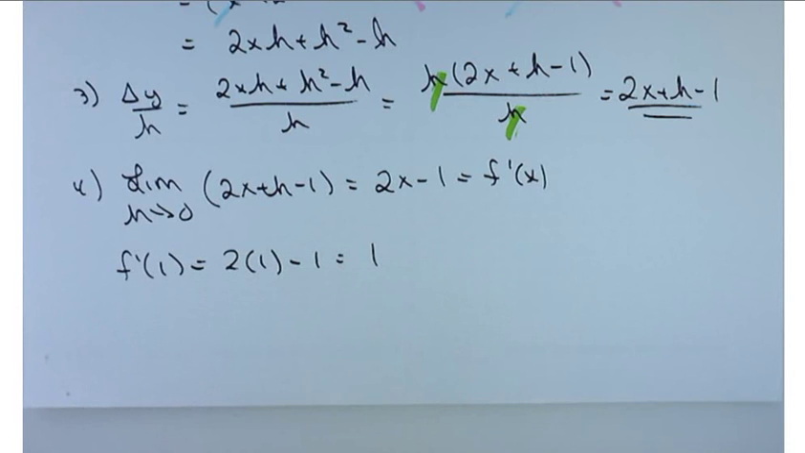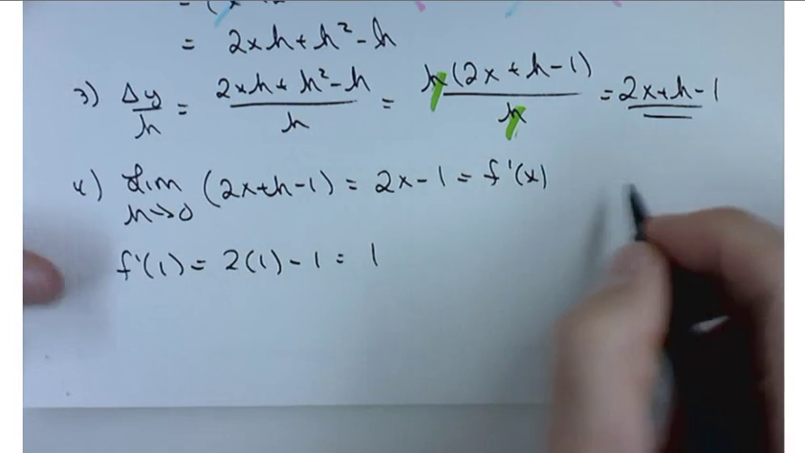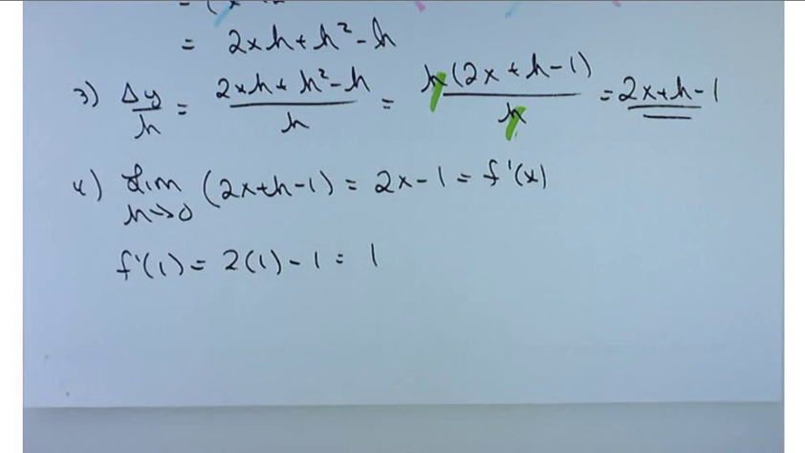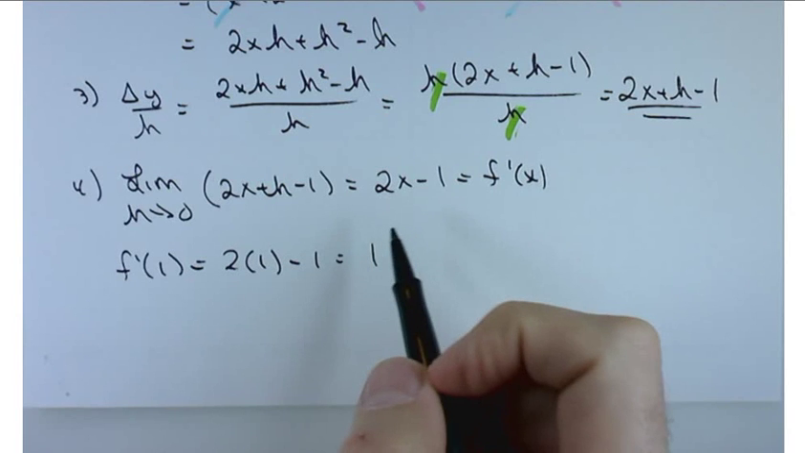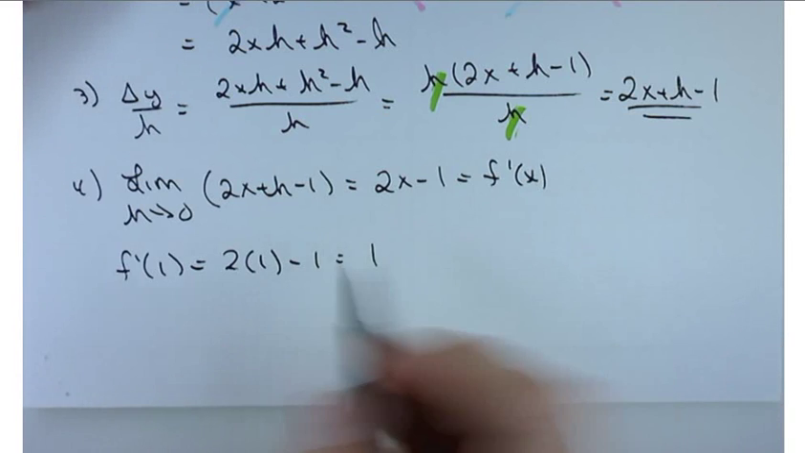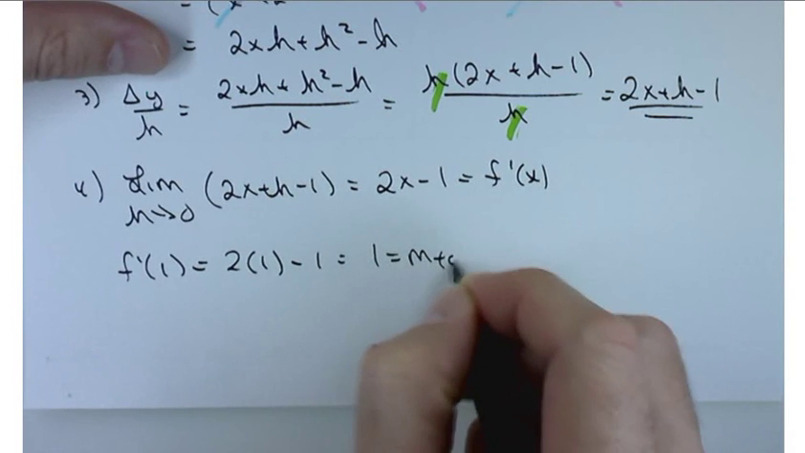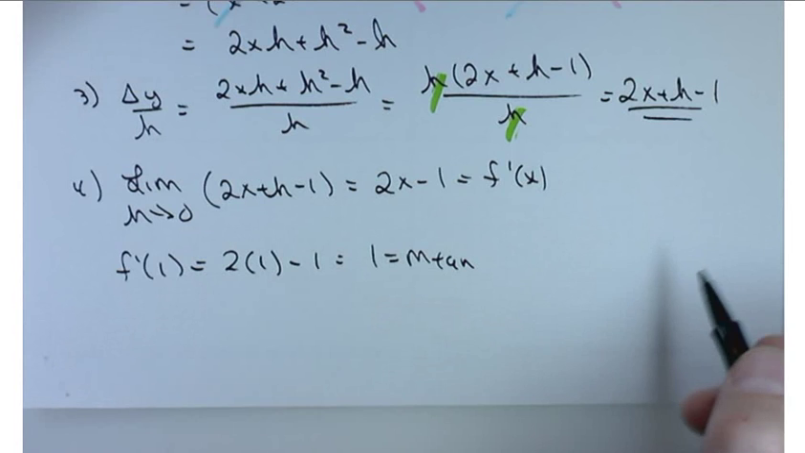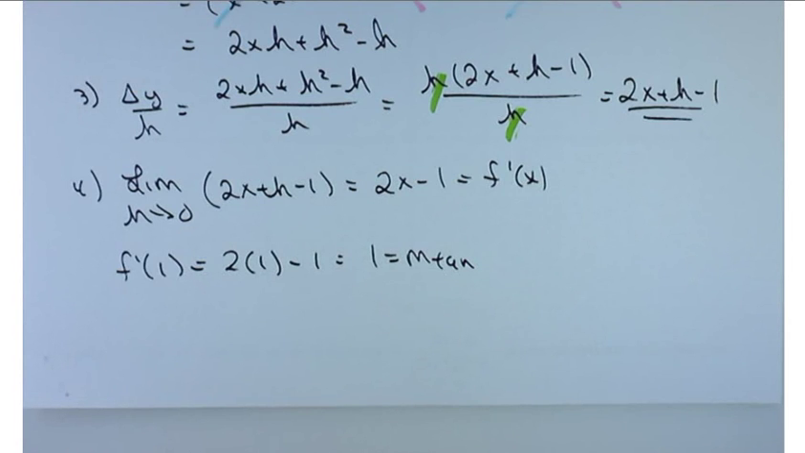To find the equation of a line, I need two things. I need a slope and an intercept, or I need a slope and a point. In this case, I think we'd be best off just trying to get a slope and a point. So we've got our slope. That's the slope of the tangent line. But what's the point? What are the coordinates of the point that I should use?